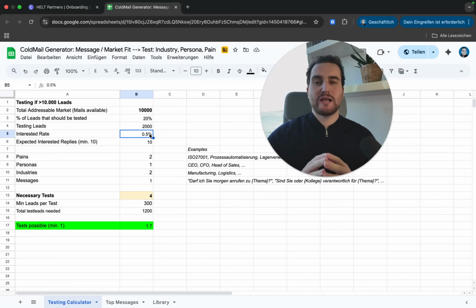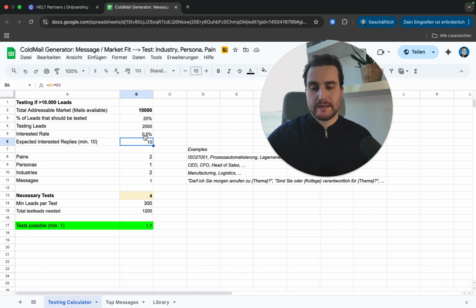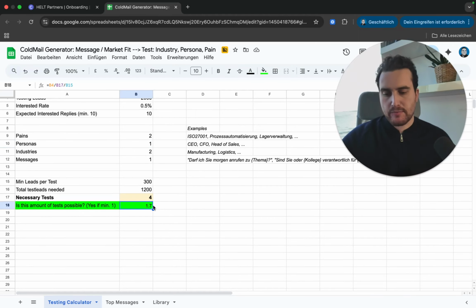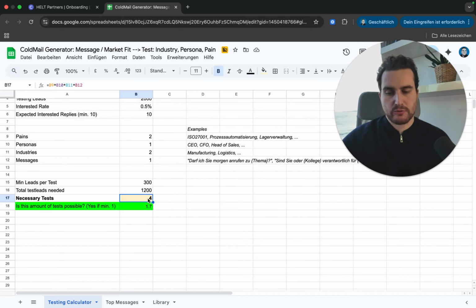If we assume that we will have an interested rate, so people that reply positively, of 0.5%, we would get around 10 interested replies, because 2,000 times 0.5% is 10. Are possible. This number always has to be higher than 1. Then the amount of tests that you want to do, which are listed here in B17, is possible. If this is lower than 1, then the amount of tests that you plan to do are not possible.